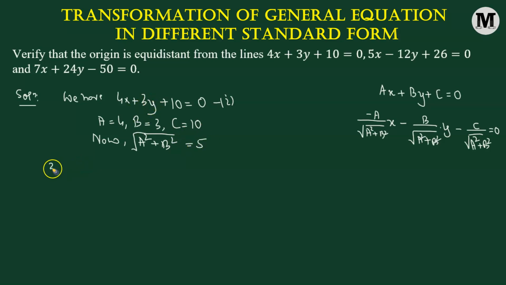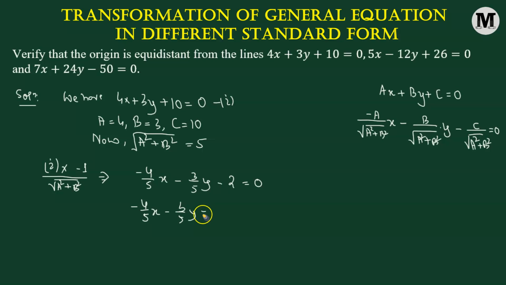So we'll take equation number 1, multiply throughout with negative 1, and then divide the entire equation by the square root of a squared plus b squared, which means we now get negative 4 over 5 times x, then negative 3 over 5 times y, added to negative 10 over 5. That simply gives us 2. This is going to be equal to 0. So we get negative 4 over 5x minus 3 over 5y equals 2.